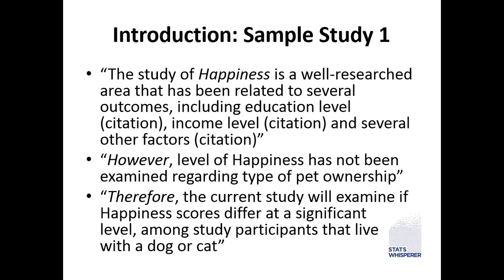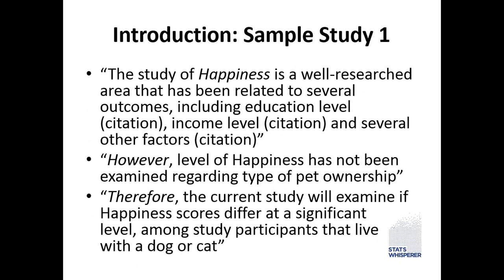That's us indicating why it's important, because it impacts a lot of outcomes, including education level, income level, and other factors. We provide a citation, and optimally, each citation should be a study supporting what we said. So if we say income level, it should be a study that describes how happiness and income level are associated with one another.